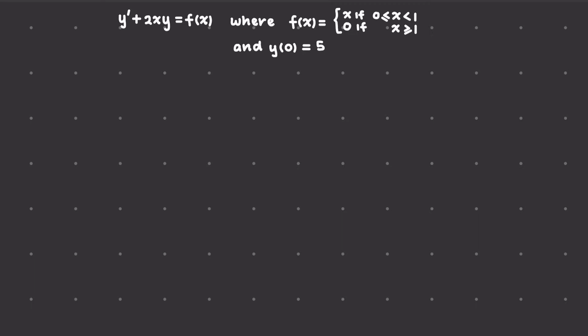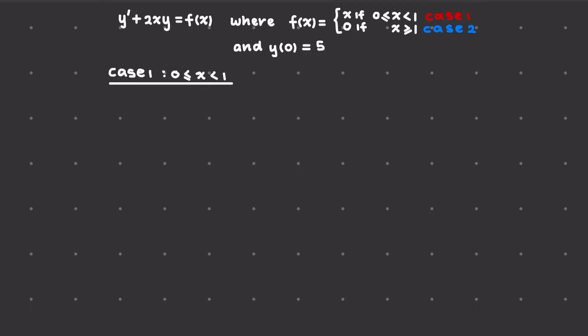Our steps will be the same as the previous example that we did, where we will be doing two cases again, one for each interval, which I'll label up here. Now let's solve our case 1 on the first interval, which is x greater than or equal to 0 but less than 1.